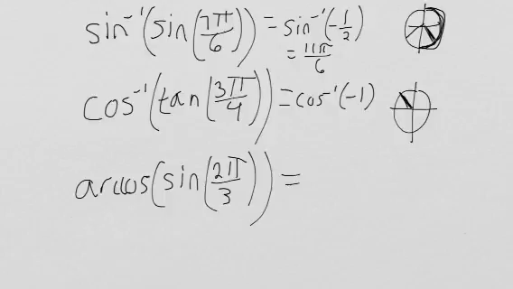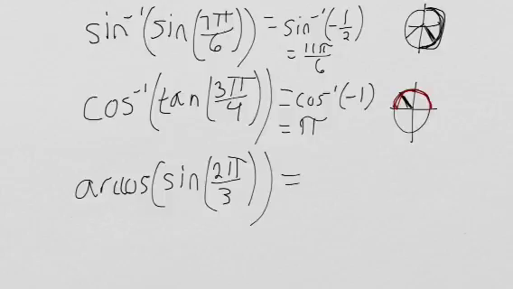So then cosine inverse of negative 1, well, arc cosine's range goes from 0 to pi. And at pi is where cosine is negative 1. So our final answer to this is just pi. That is where cosine is negative 1.